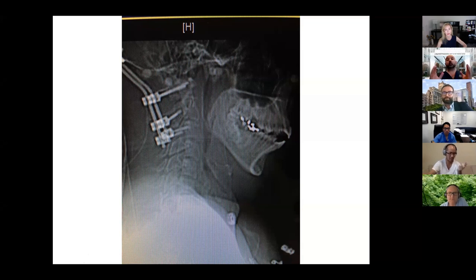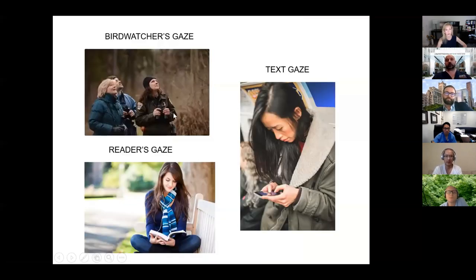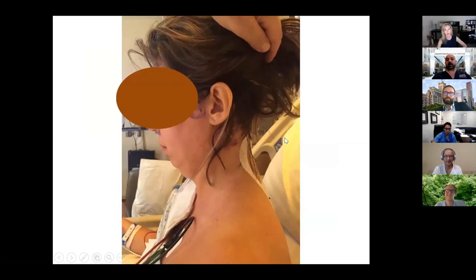Absolutely right. One of the things that Dr. Dahdaleh did very nicely on all of his X-rays, if you looked, is the alignment was perfect, and that is a critical potential mistake in OC fusions. So you don't want to fuse somebody in what we call bird watcher's gaze or text gaze. It used to be called reader's gaze, but now we call it text gaze. If you fuse a patient looking way up or looking way down, they're going to be very, very unhappy.